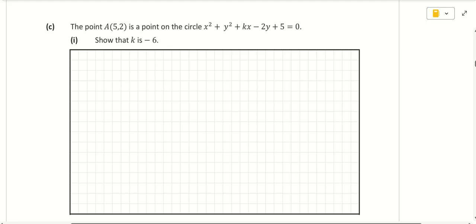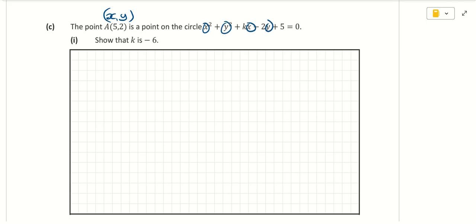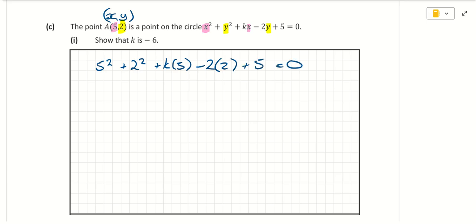But anyway, so remember, every point is x, y. So you see you've got an x and you've got y's. So any question like this, you just lash this in as quick as you can into wherever it's supposed to be. So you see 5 will be x, so you put that in there, and 2 will be y, so you put that in there. So let's get going from there. So x squared, so we've got 5 squared plus y squared, 2 squared, then plus k times 5 minus 2 times 2 plus 5 equals 0.